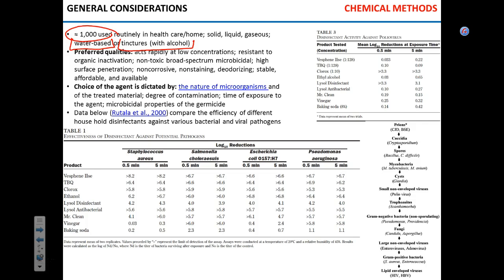What do you want your chemical to be? If you think about it, probably first and foremost, you want it to be effective. Act rapidly, so you don't have to leave it on the surface for hours. Preferably, this chemical should work well at low concentrations, in case you need to dilute it. It should be, especially in healthcare settings, very resistant to inactivation by organics. What do we mean by that? This statement, resistant to organic inactivation.